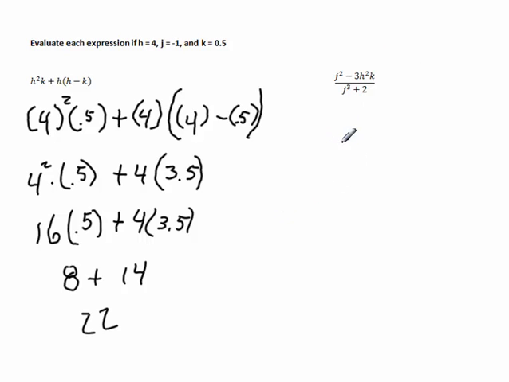Alright, this one here is going to be a little bit more in depth, so I'm going to separate this side of the page with my red line here. For the next problem, since we have j squared minus 3h squared times k all over j cubed plus 2, we basically want to handle the numerator as though there's parentheses around it, and the denominator as though there's parentheses around it. So we want to do the parentheses first, right, for the order of operations.